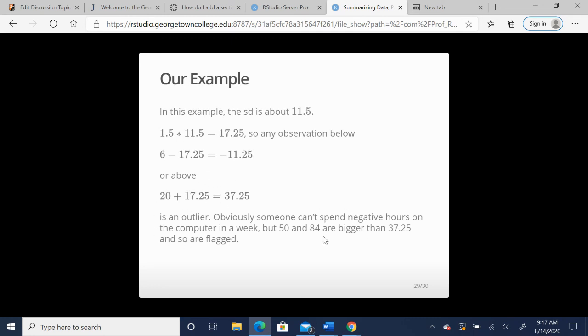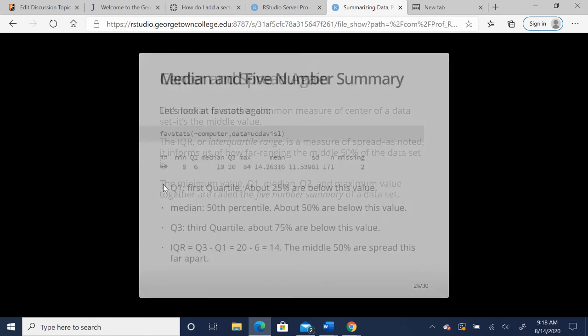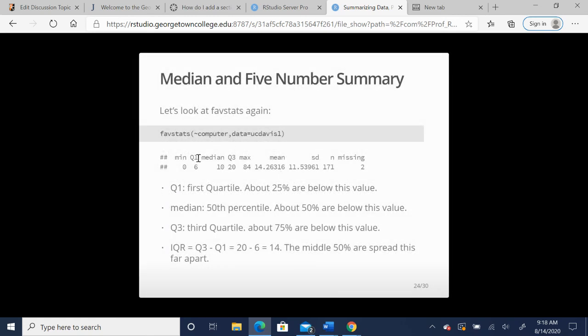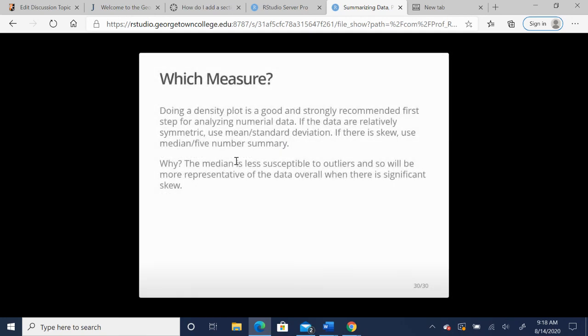Obviously, someone can't spend negative hours on the computer, so we can't really get into the negative direction. But 50 and 84 are bigger, so they're flagged. Now, if you're wondering where the 6 and the 20 came from, that should come back here to these values. Q1 is 6 and 20 is Q3. So that came from the data set there.